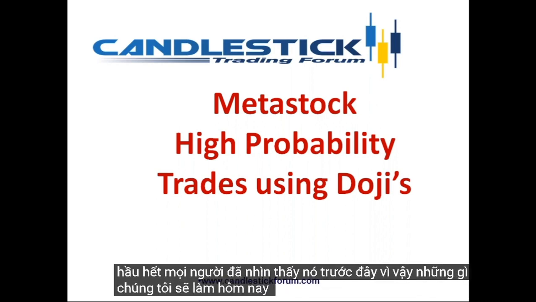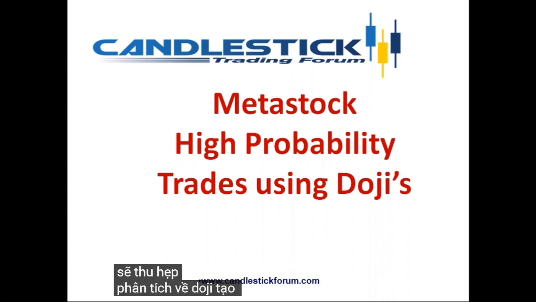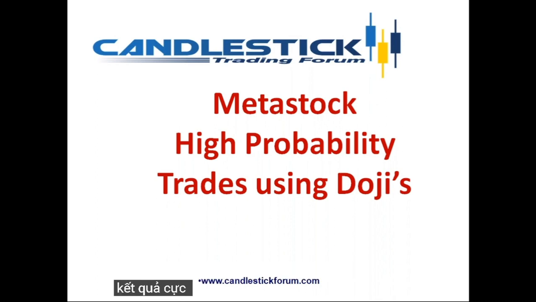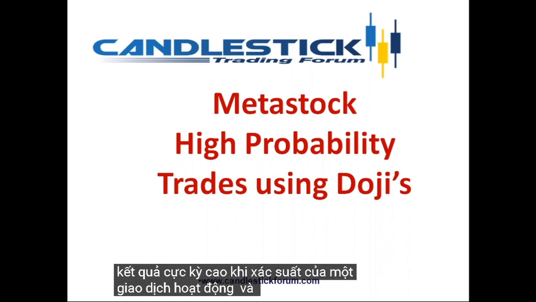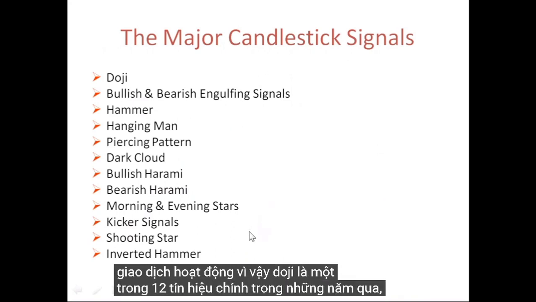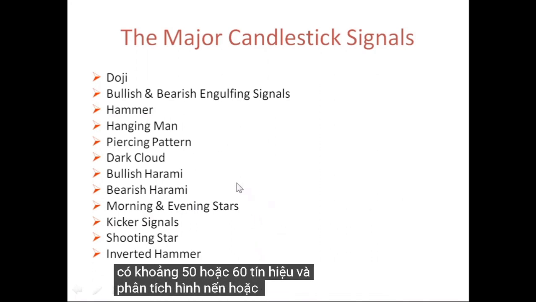What we're going to do today is narrow down the analysis on the Doji, which creates some extremely high, and I say kind of stress the word extremely high, results as far as probabilities of a trade working and the magnitude of the trade working. So the Doji is one of the 12 major signals. Through the years, there's about 50 or 60 signals in the candlestick analysis universe.